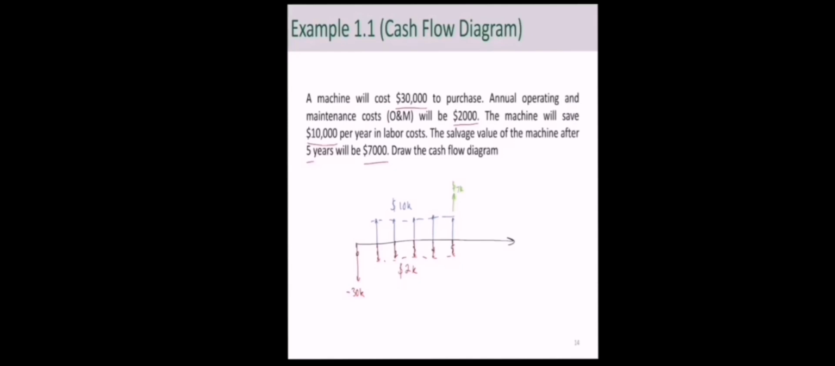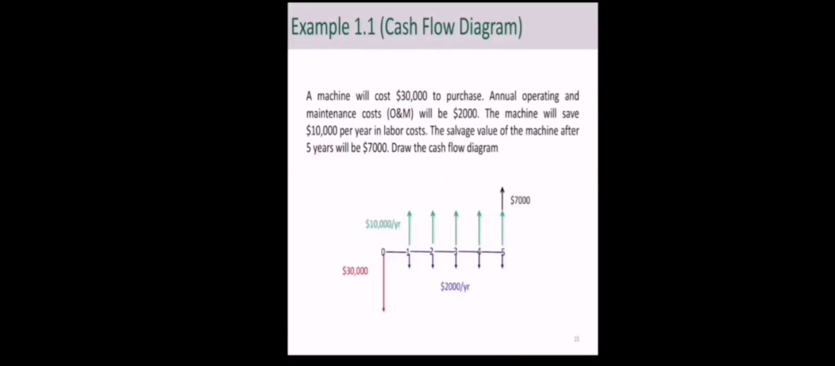So meron pa tayo ditong revenues or the salvage values or yung parang bonus mo na is 7,000. So i-add mo dun sa kinita mo na 10,000 per year or annually. So malaki yung kinita mo kaysa dun sa maintenance mo. So, ito yung pinaka clear na diagram dun sa sample natin.